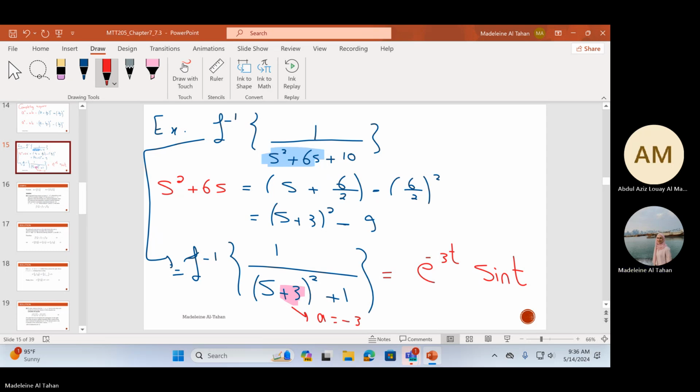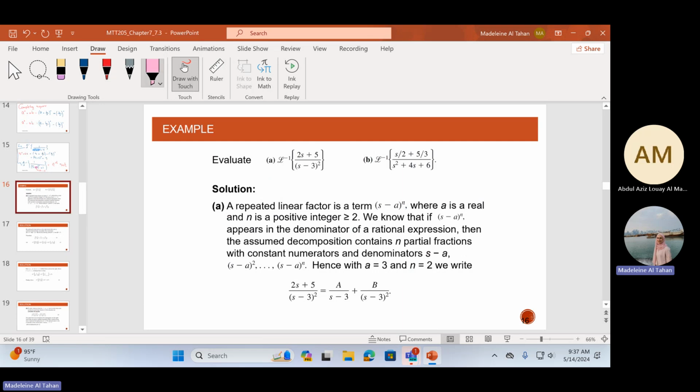Any questions, miss? Did you finish writing from the board? Questions? What I need from you now is just to copy part A: Laplace inverse of 2s plus 5 over s minus 3 squared, and we will do it.